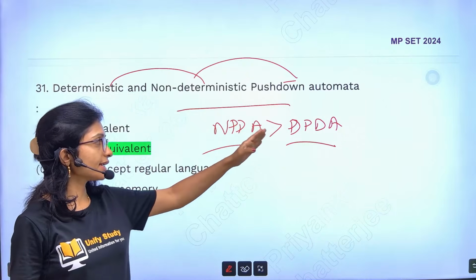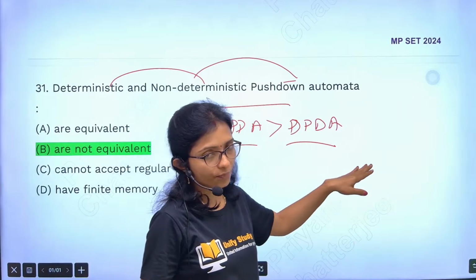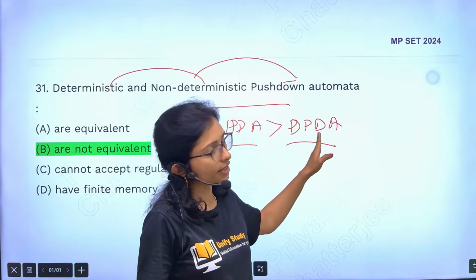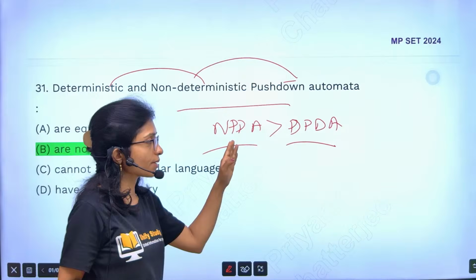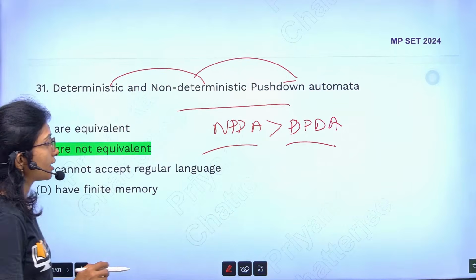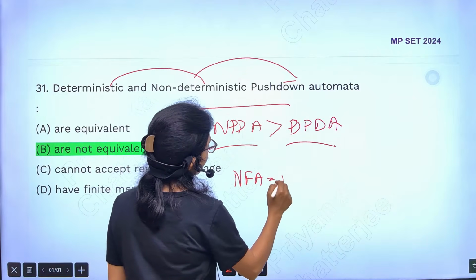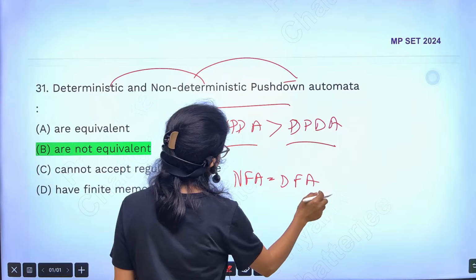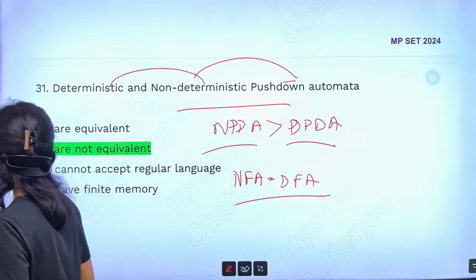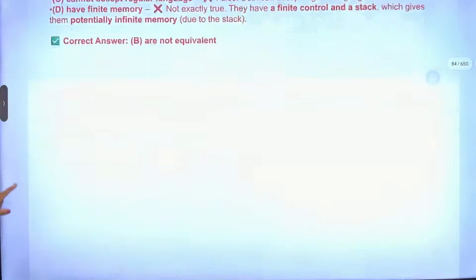Deterministic means where exactly push and pop is clear, then only DPDA can work. Whenever push and pop is not clear, then NPDA can work. But regarding NFA and DFA, they have the same power. NFA and DFA always have the same power, but not NPDA and DPDA. Now next.